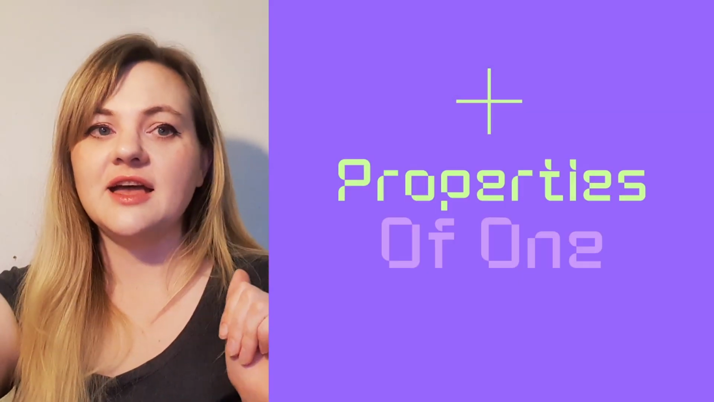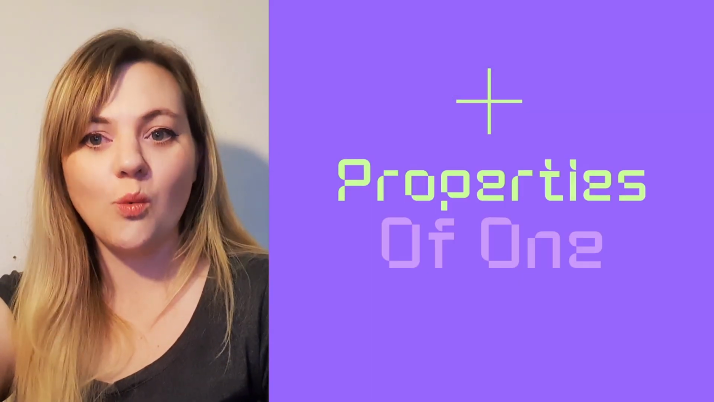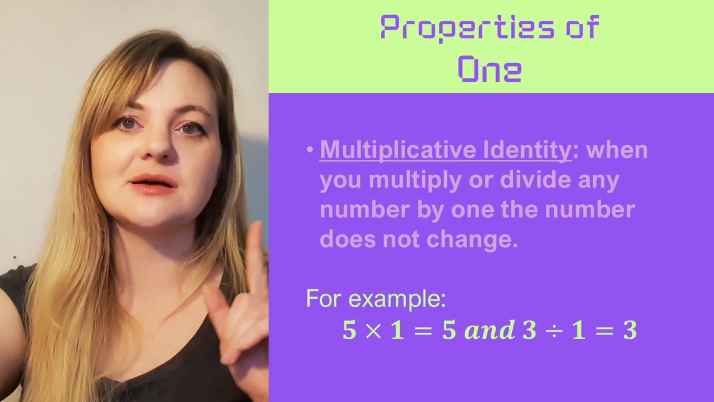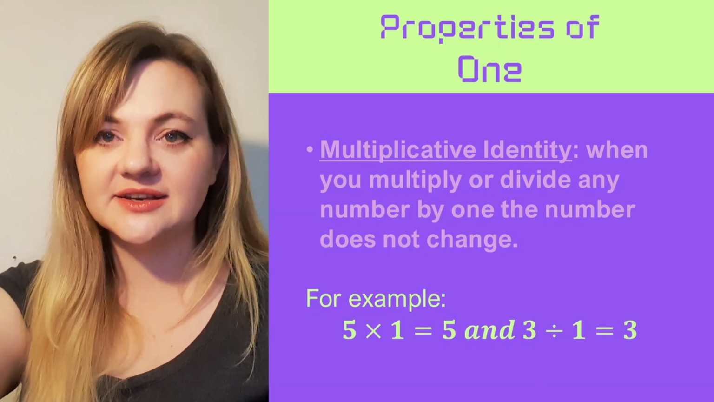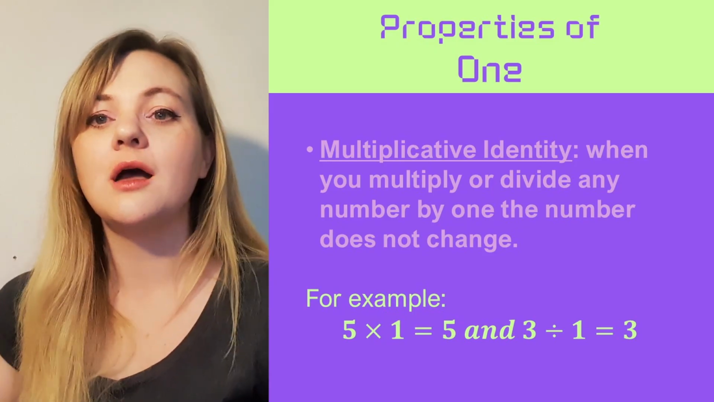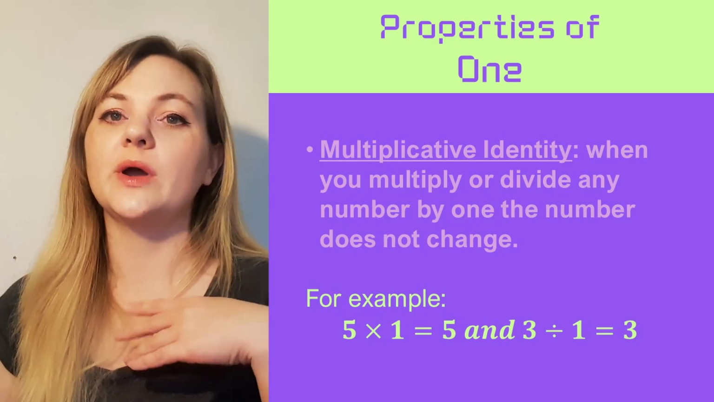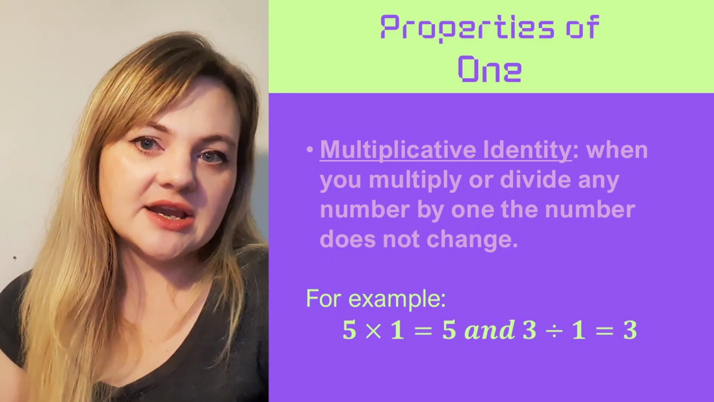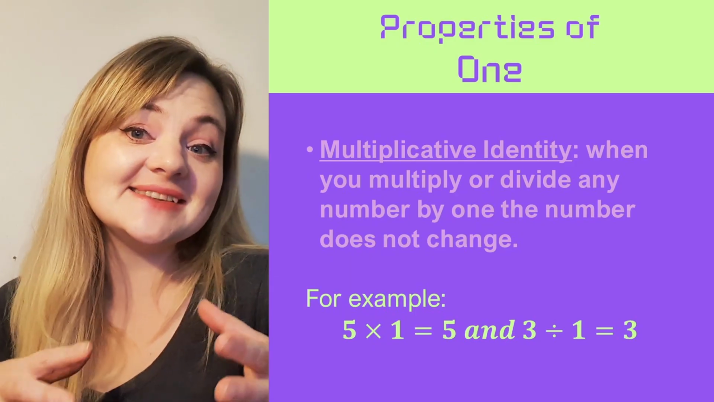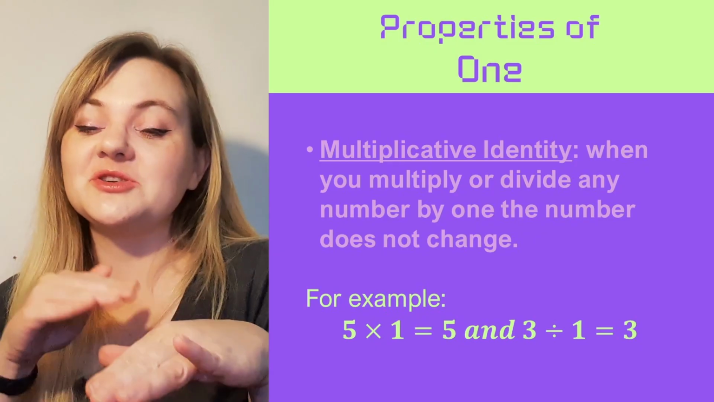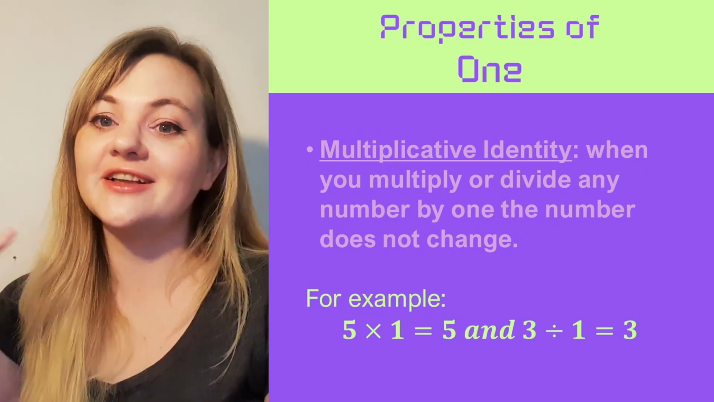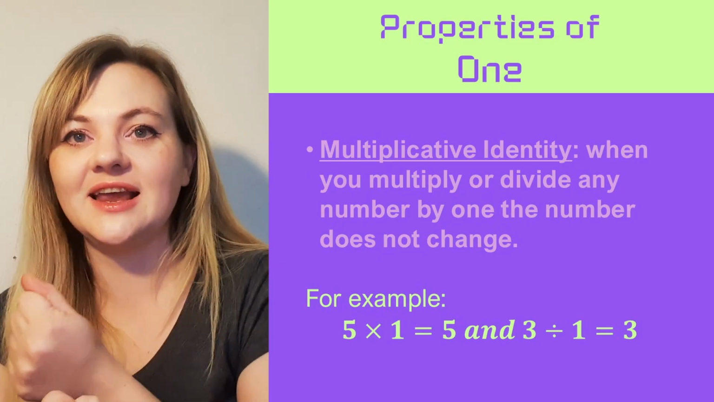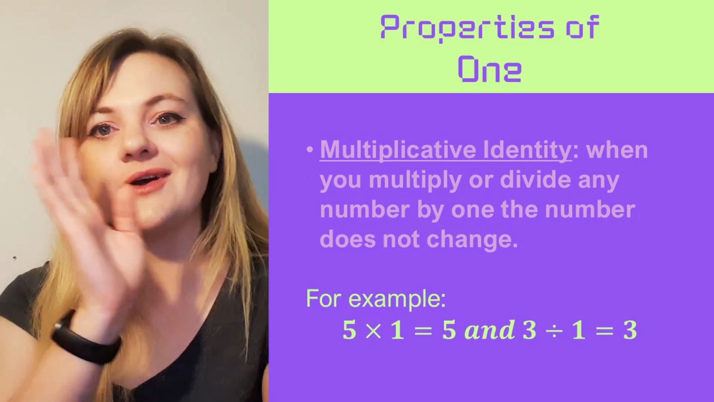All right, then we've got the properties of 1. There's only one property of 1 we need to know, and that is the multiplicative identity. It just means it has to do with multiplying. So when we multiply or divide a number by 1, that number does not change, so it keeps its identity, right? When we try to fit in, we try to change our identity, but in this case, because it keeps its identity, it's called the multiplicative identity.